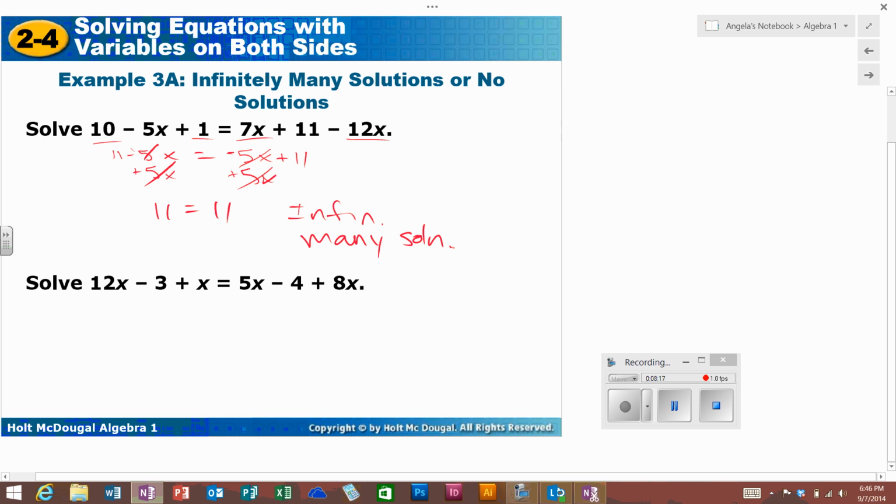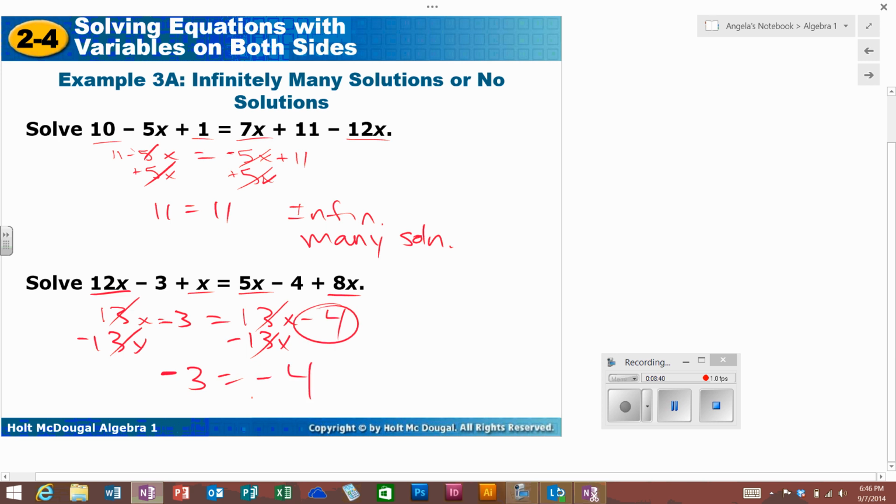All right, let's try this next one. 12x and a positive 1x makes 13x minus 3 equals 5x and 8x, which makes 13x minus 4. I'm going to move this 13x over, but look, when I move it over, that cancels, and I'm left with my negative 3 equals my negative 4. That is not a true statement, so it is no solution.